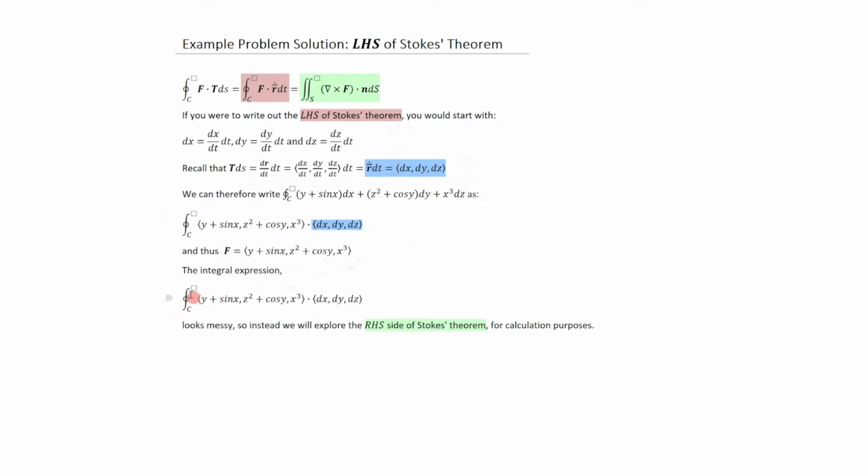All right, so this expression that we're looking at looks messy. So right away we're going to make the call: I don't think I want to go that way. Instead we're going to explore the right-hand side of Stokes' theorem for the calculation.